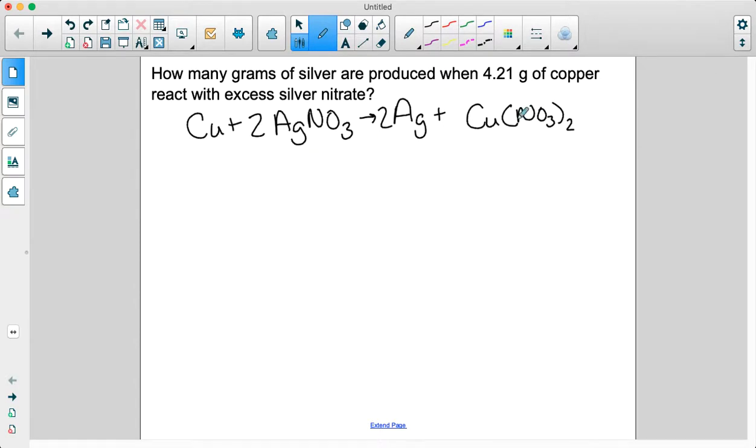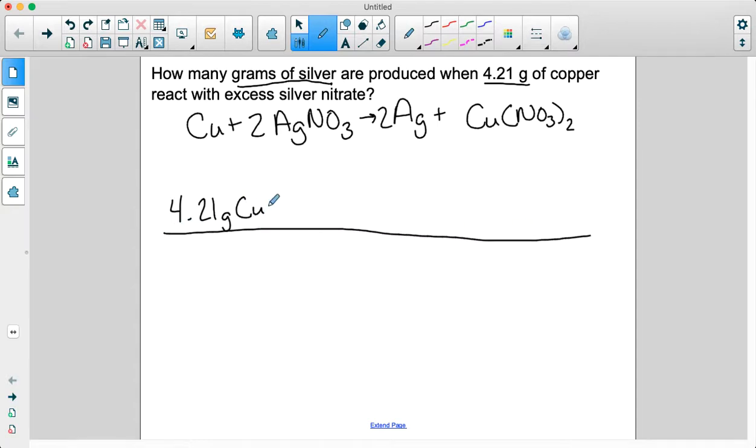Now, our conversion is that we're starting with the 4.21 grams of copper, and we want to convert that to grams of silver, which is what the question was asking. So I'm going to start my conversion, 4.21 grams of copper. A nice long line here.